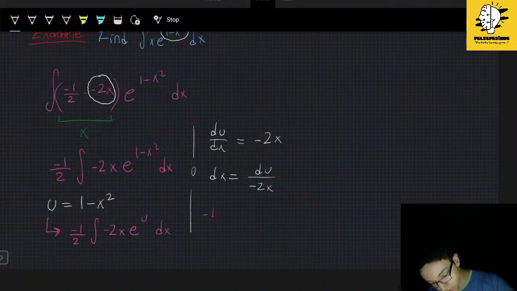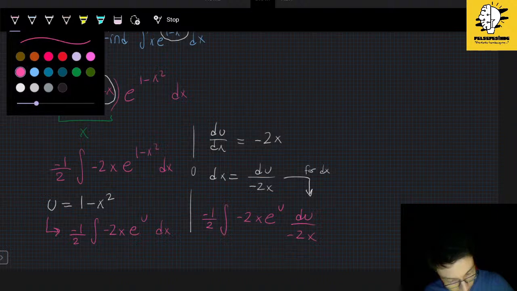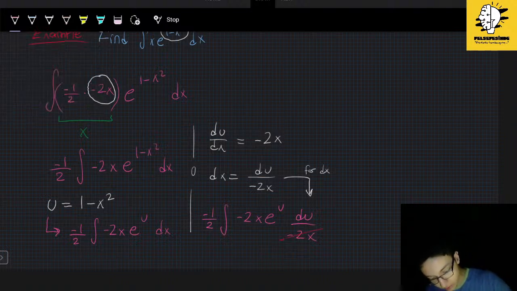Negative 1/2 integral negative 2x e to the power u. Now for dx, as I said, I will write du over negative 2x. Again we are lucky, right? Because we can have negative 2x cancel each other out. We are very lucky. Then it will be equal to negative 1/2 integral e to the u du.